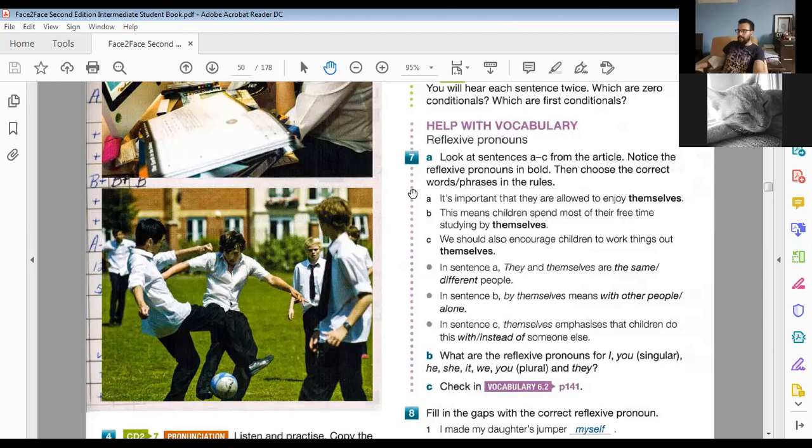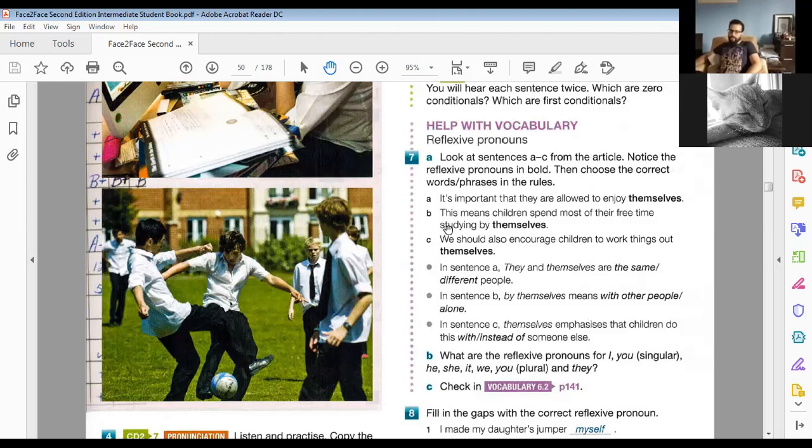Can we see the examples here, Ibrahim? ABC, can you read the three examples, please? It's important that they are allowed to enjoy themselves. Okay. This means children spend most of their free time studying by themselves. Mm-hmm. We should also encourage children to work things out themselves. Mm-hmm.